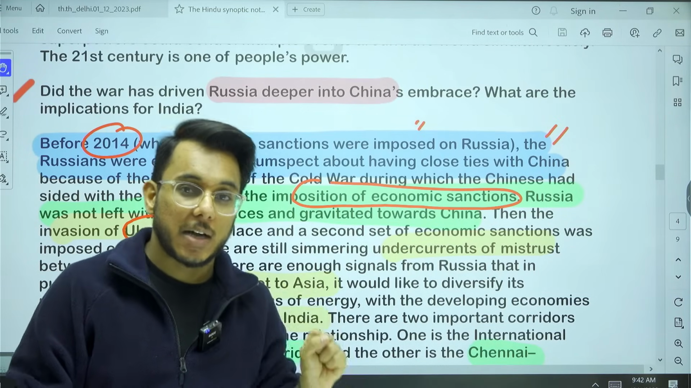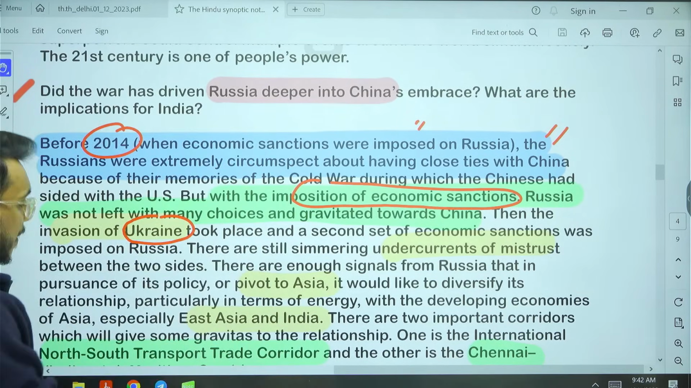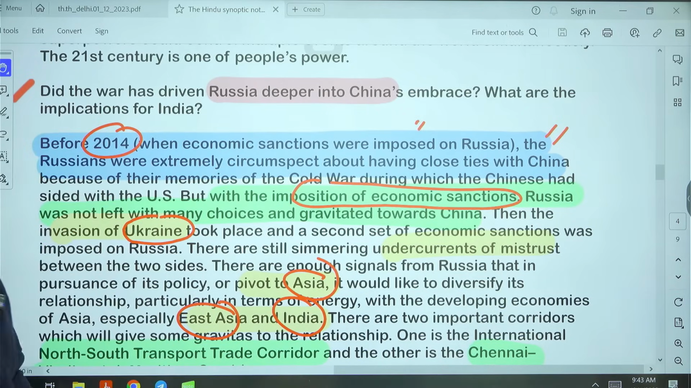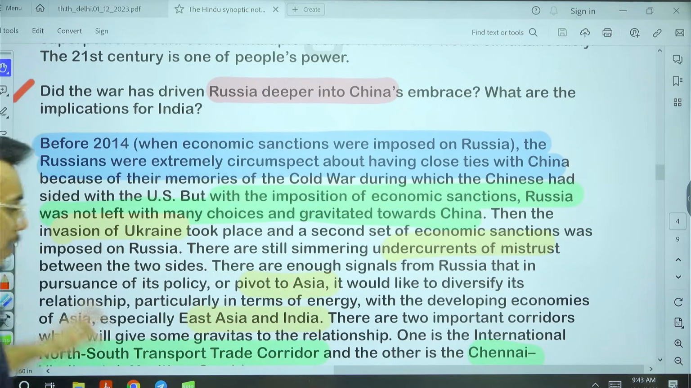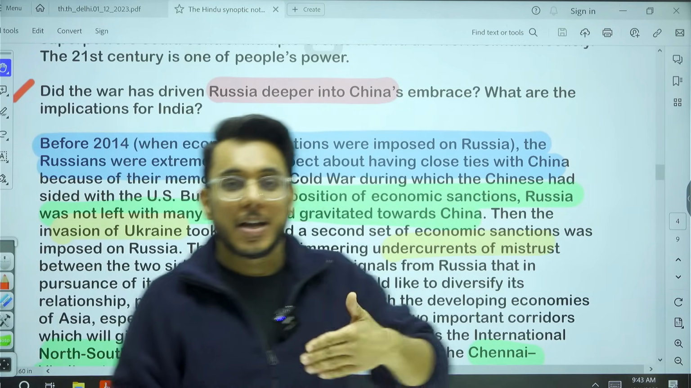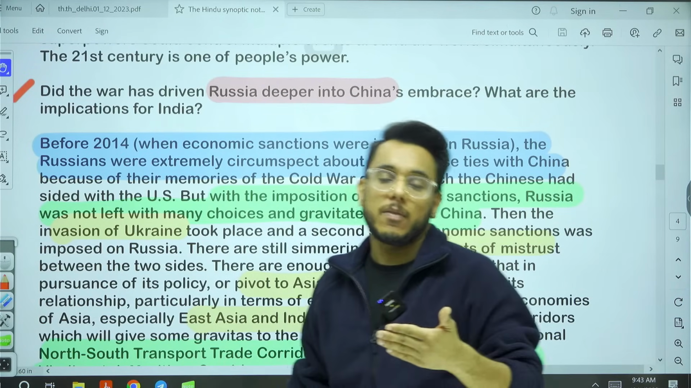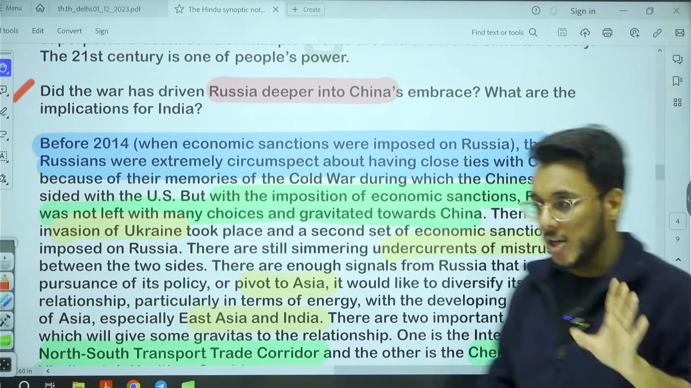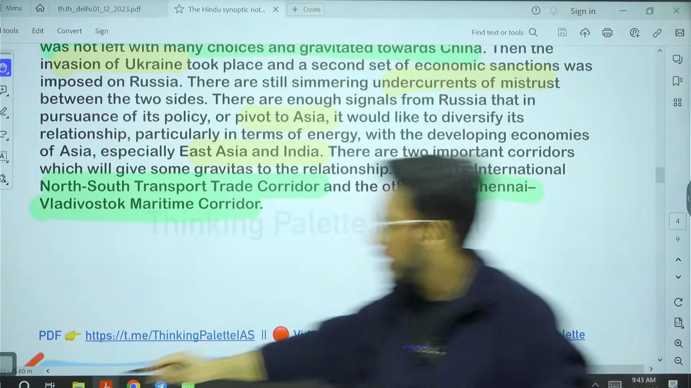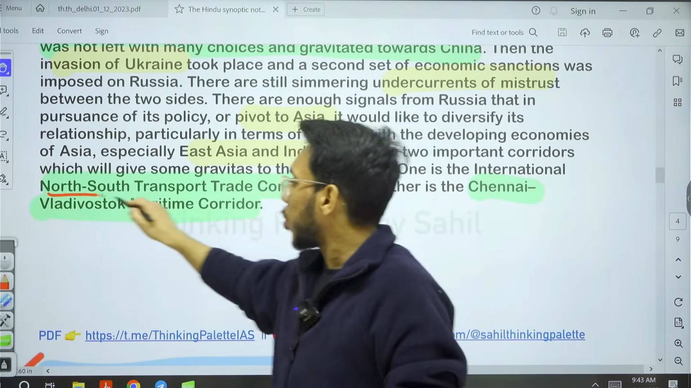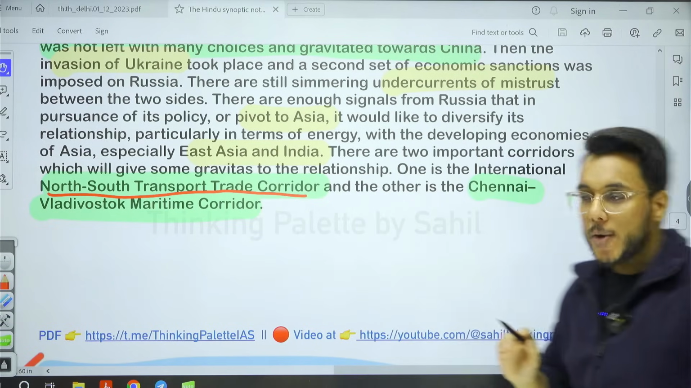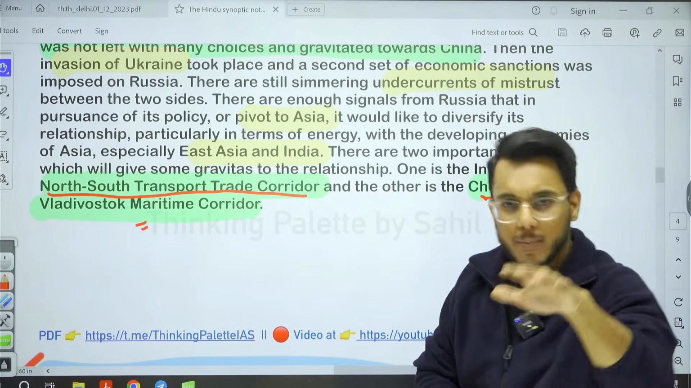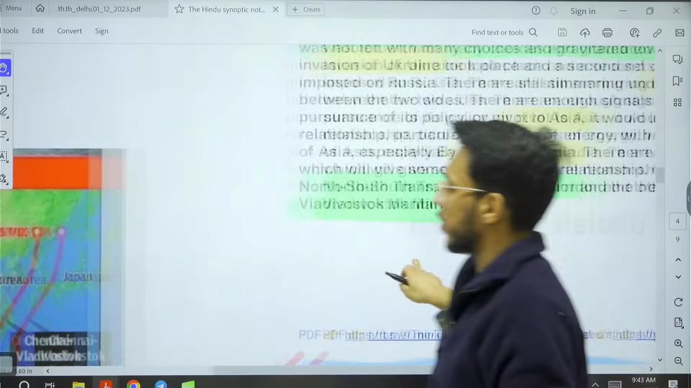They are looking for partners, and Russia will look for partners majorly in Asia, and East Asia and India will become important. One example of how it aims to include more countries of Asia in its calculus is the two initiatives that have been started by Russia. What are these two initiatives? Number one is the North-South Transport Corridor, and the second is the Chennai-Vladivostok maritime corridor. Now let me show you these two initiatives of Russia.